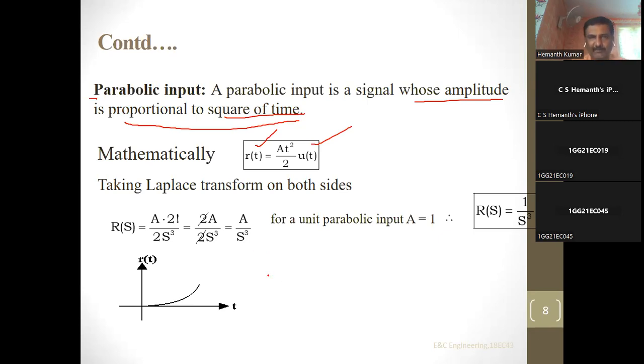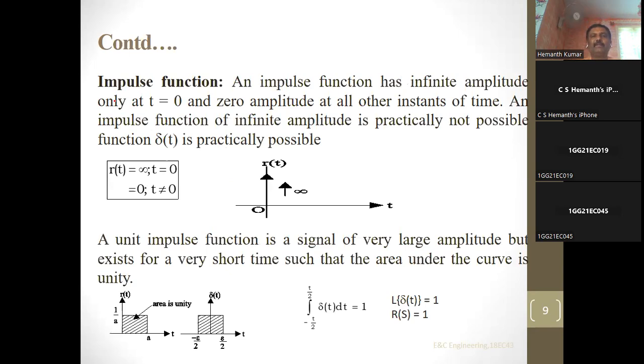Now, these are all the three standard test input signals. We have one more thing, that is the impulse function, delta function. An impulse function has finite amplitude only at t is equal to 0. At t is equal to 0, if I take the amplitude as 1, this is the unit impulse function. If I take some other amplitude, such as A, then it becomes an impulse function.